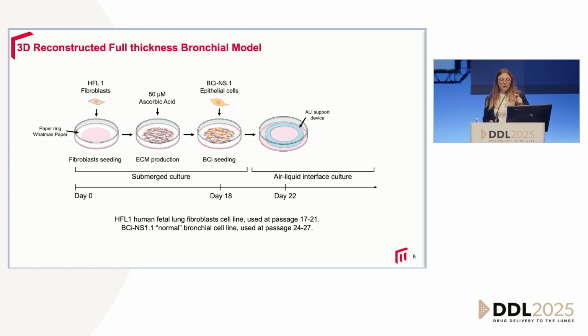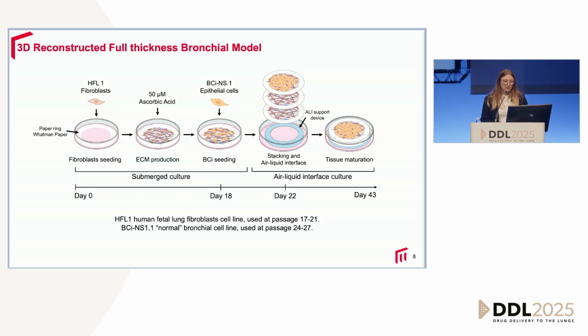So you use a 3D printed ALI support, and then we use 2 paper rings, one with only fibroblasts and matrix, and then one with the fibroblasts and the epithelial cells. We stack them, we wait 21 days, and we see how they differentiate.